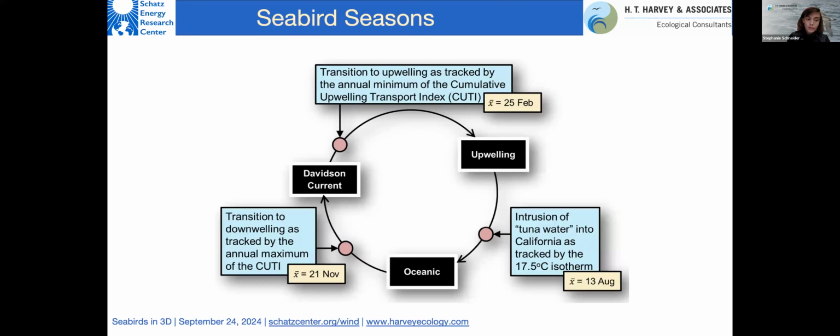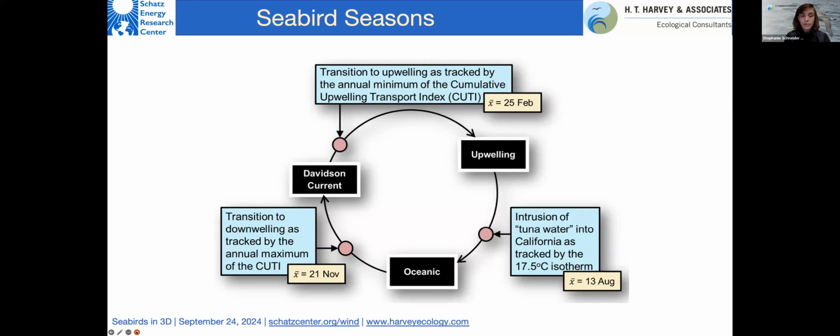They experience upwelling, oceanic, and Davidson current. Each of these seasons is related to water and changes in circulation and productivity, and it has a lot of impact on how different types of seabirds are distributed in the California current. So for example, during upwelling, which is a long time of the year, that's when our local birds are breeding, and they are tied to their colony. So they are distributed differently during that period than during winter, where they aren't tied to the colony.